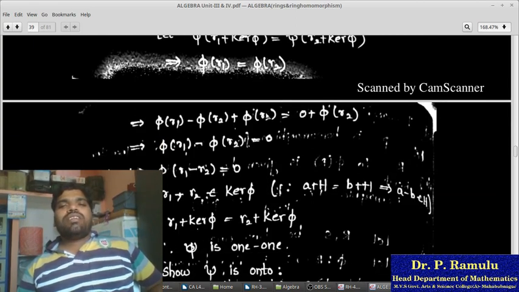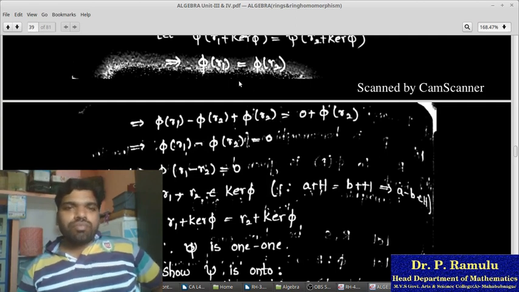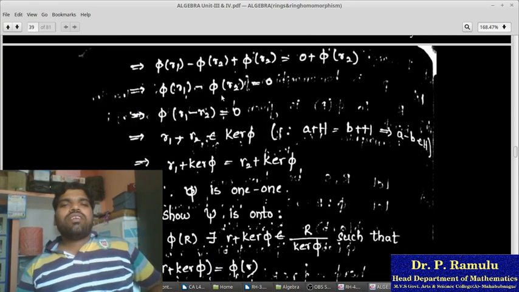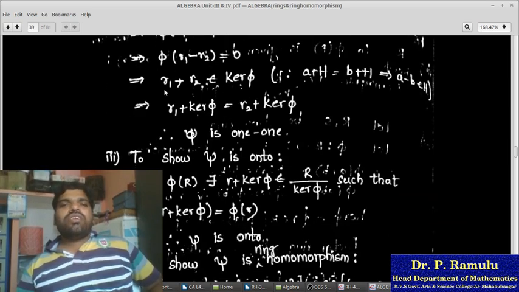I am adding pi of R2 on both sides: on the left side, pi of R1 minus pi of R2 plus pi of R2, which implies pi of R1 minus pi of R2 equals 0. Since pi is a homomorphism, pi of R1 minus R2 equals 0, which implies R1 minus R2 belongs to ker pi.